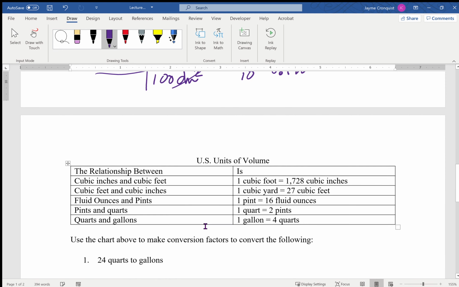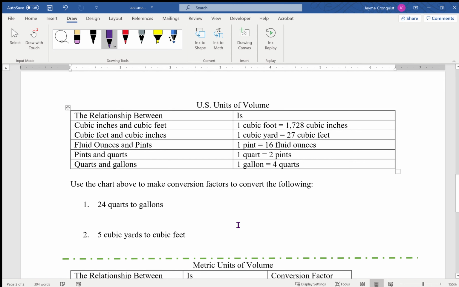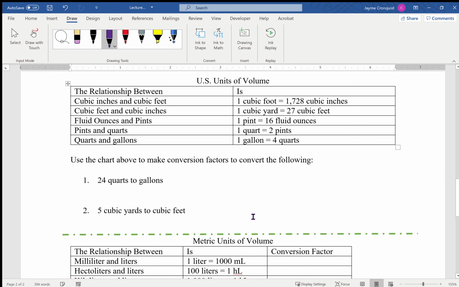Okay. The relationship between units of volume. Now these are going to be cubed instead of squared, because we have the area of the base, which gives us a square, but then we have to multiply it by the height, which gives us cubed. All right, use the chart above to make conversion factors. 24 quarts to gallons. I know I have 4 quarts in 1 gallon. Okay, so I have 24 over 4, which is 6 gallons.